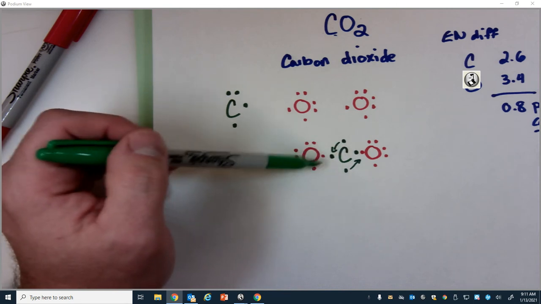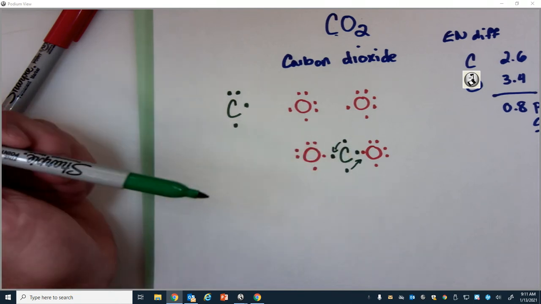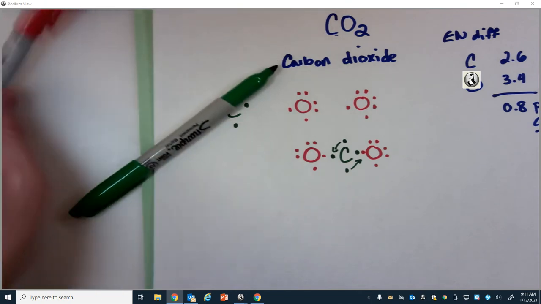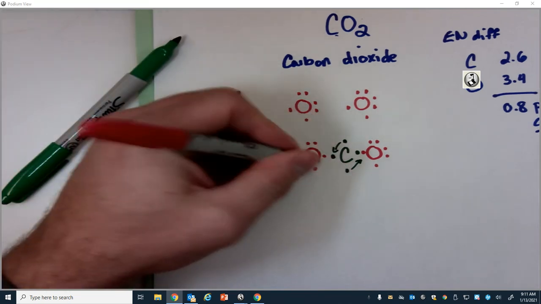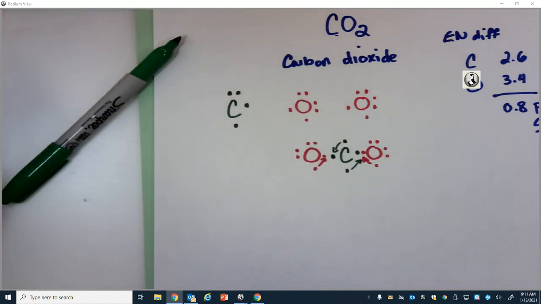We look at the carbon in the middle now. All we did was move the electrons. So 1, 2, 3, 4, 5, 6. We still only have 6. So what we have to do with the oxygen to make carbon happy is take this dot and move it up on both sides so that they can kind of claim it.